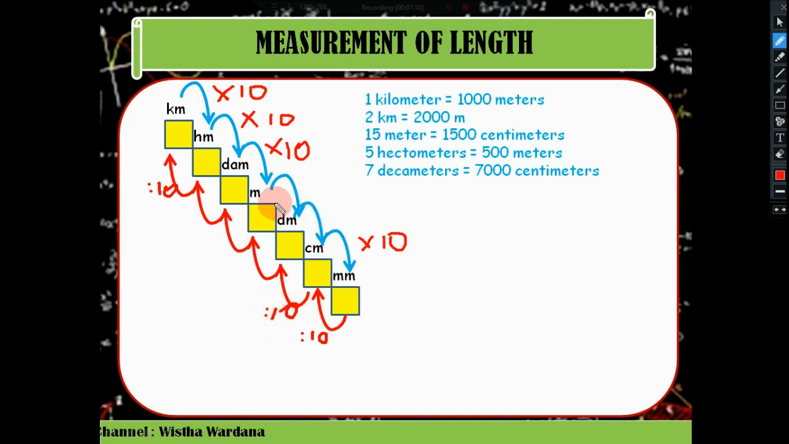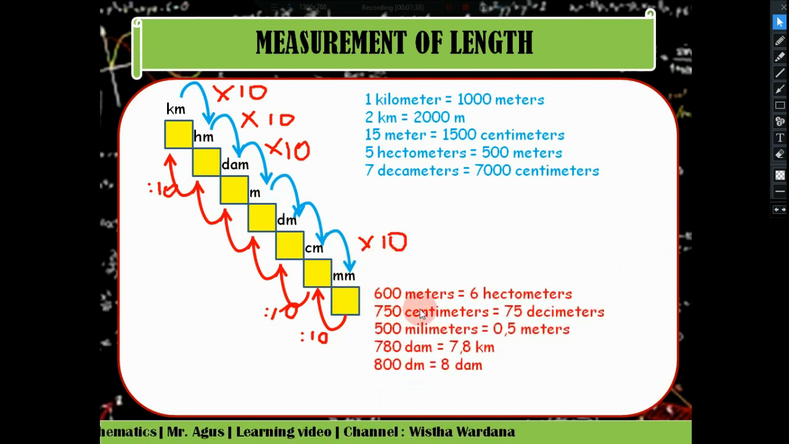So, if you have 1000 meters and would like to change it into decameters, you have to divide by 10. So the answer is 100 decameters. Let's check the example. If we have 600 meters and would like to change it into hectometers, it will be 6 hectometers, because you move up 2 steps from meters to hectometers.